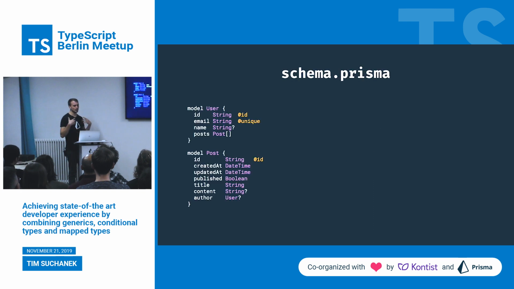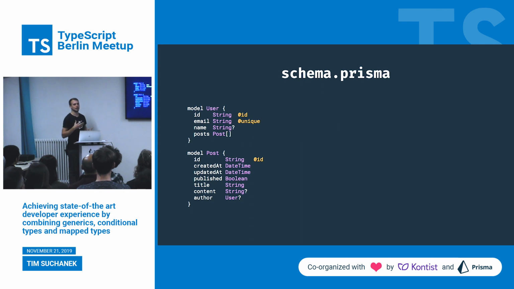And let's assume we have a schema like this. So with Prisma, you basically define a schema in a schema.prisma file. So we say in this case we have a model user. A user has posts, and a post has certain fields like a title, and fields can be optional. And the question is now, how can we query this data? How can we map this to TypeScript?